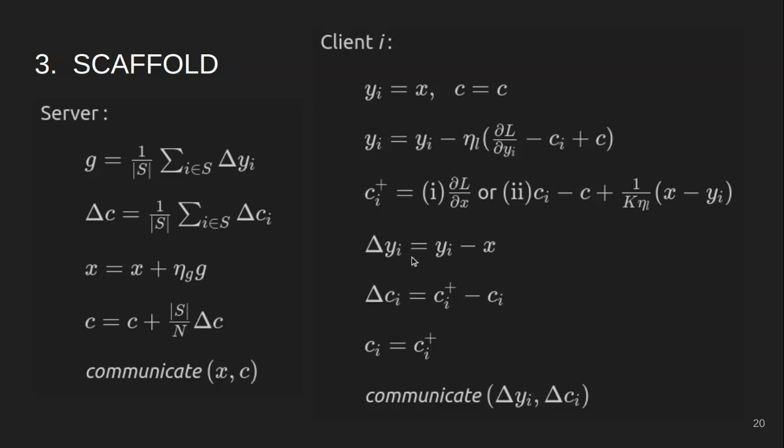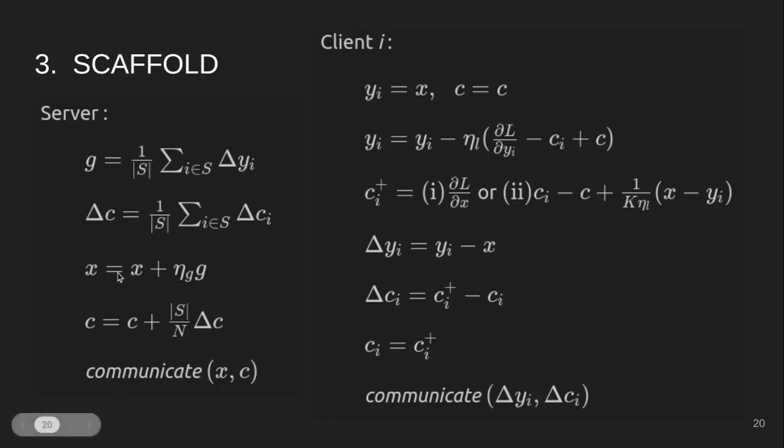After that we will compute the model difference delta yi, then we will compute the delta ci. Then we will update our client's control variable, ci, setting it to ci plus. After performing this, the client will communicate delta yi and delta ci. On the server side, g is nothing but the average of the model differences from all the clients, and delta c is just the average of delta ci's.